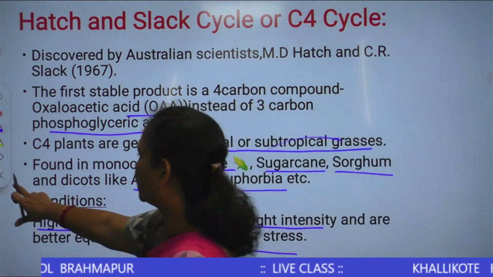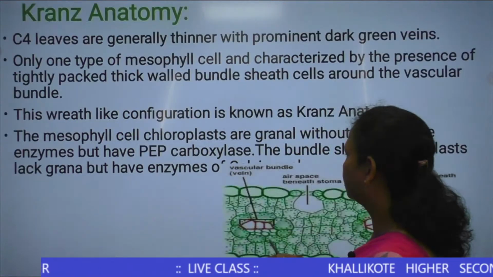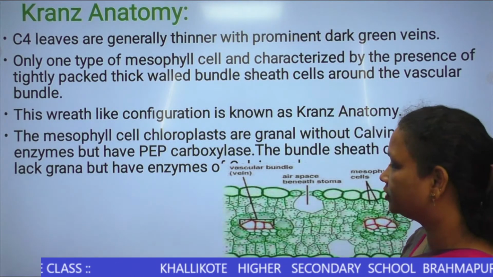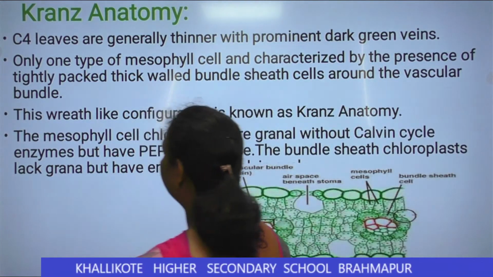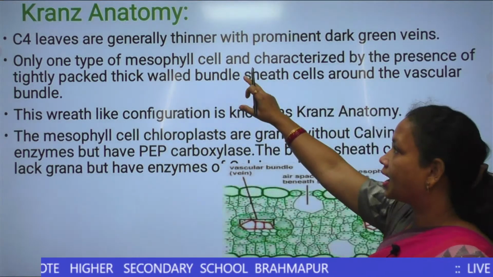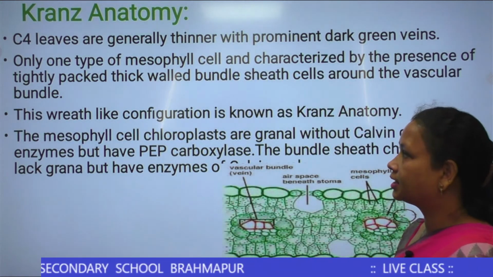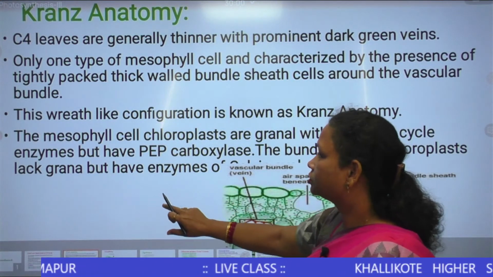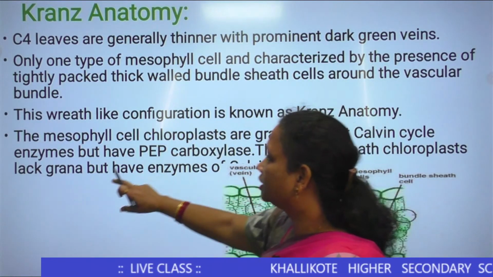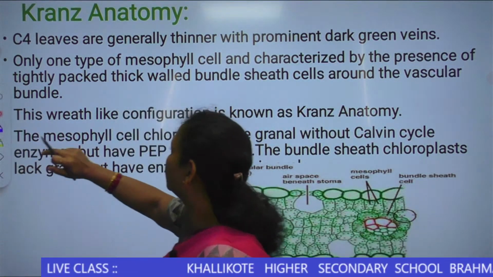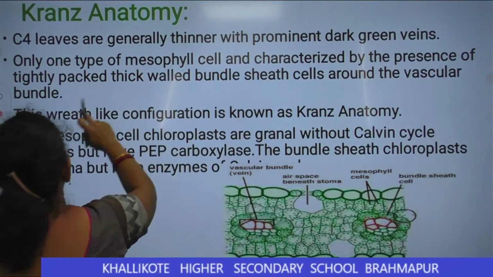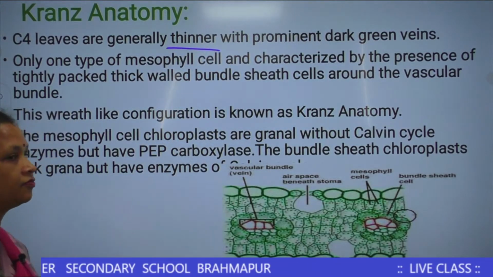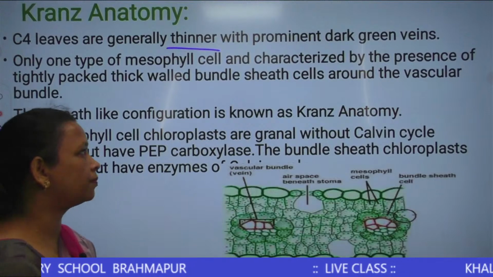The C4 cycle has a different type of anatomy in the leaf. The C4 plants show a different type of anatomy called the Kranz anatomy. In Kranz anatomy, the C4 leaves are generally thinner in nature. The characteristic is a thinner leaf with prominent dark veins.